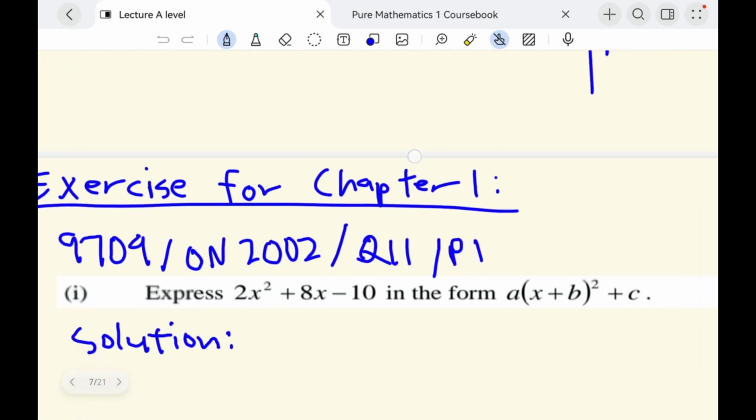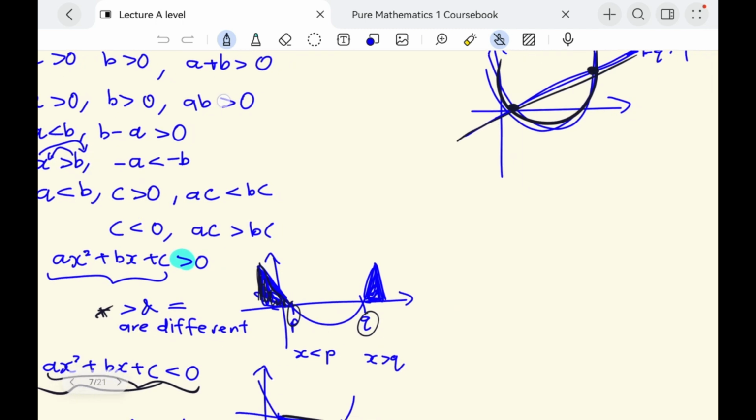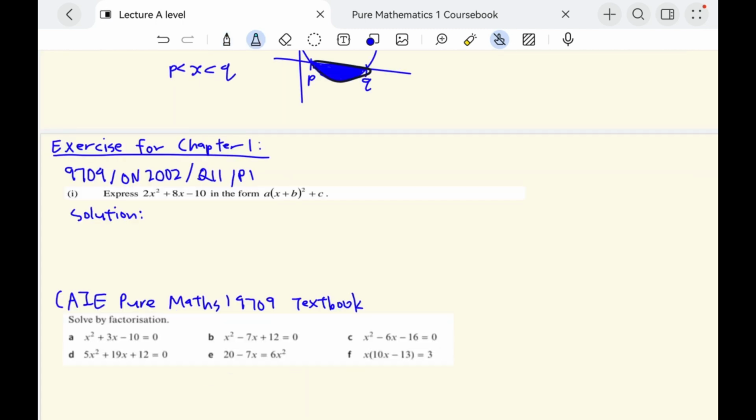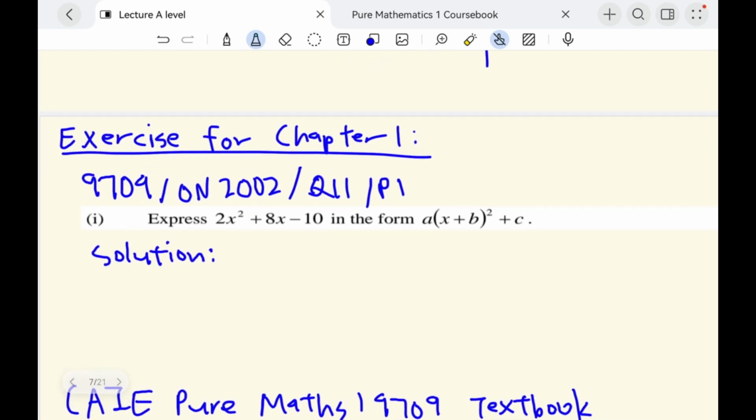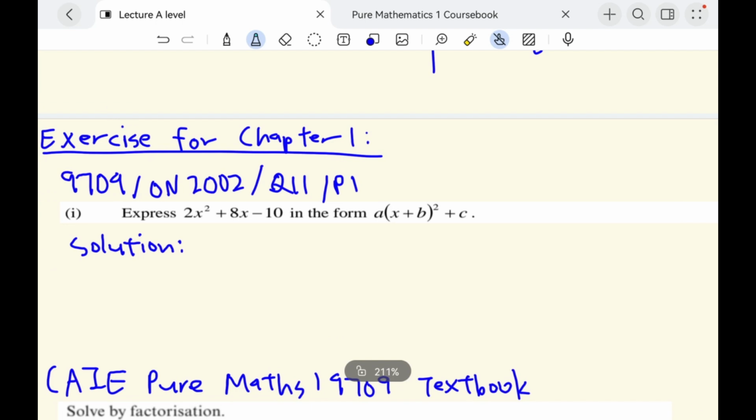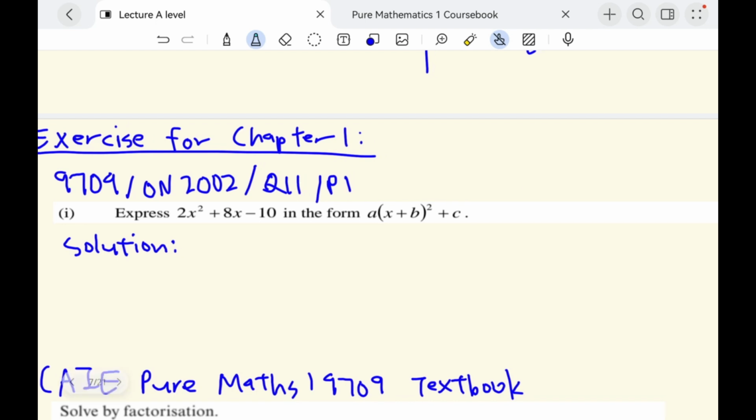Let's move on to the exercises. Alright, let's move on to the exercise for this chapter 1 quadratic before I end my video. And this is the first question, which is a past year question, 9709 ON 2002, question 11, paper 1. This is only the first part because the other parts of the question involve the subsequent chapters. So let's see the first part.